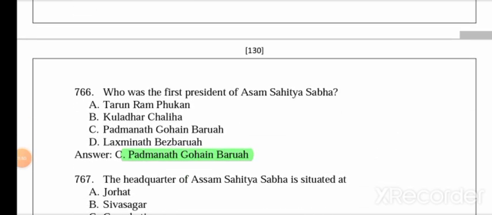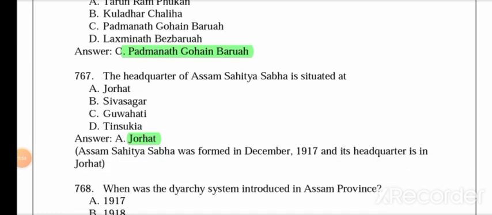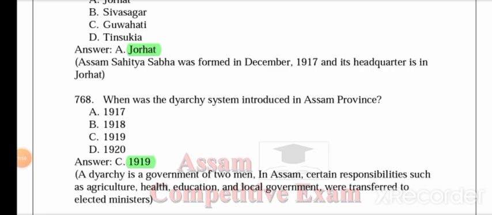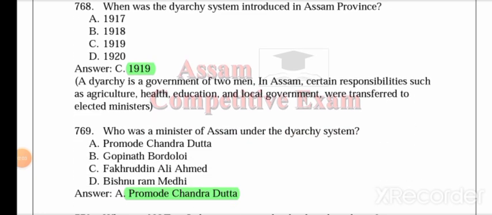Who was the first president of Assam Sahitya Sabha? It was Padmanath Gohain Barua. The headquarters of Assam Sahitya Sabha is situated at Jorhat. When was the diarchy system introduced in Assam province? It was in 1919. A diarchy is a government of two men. In Assam, certain responsibilities such as agriculture, health, education, and local education were transferred to elected ministers.